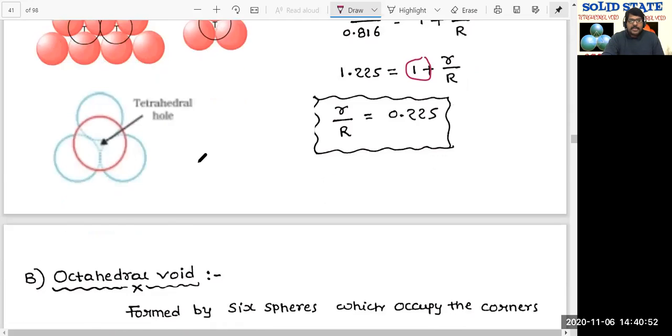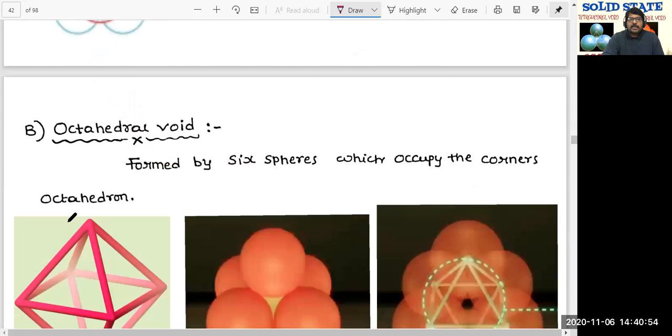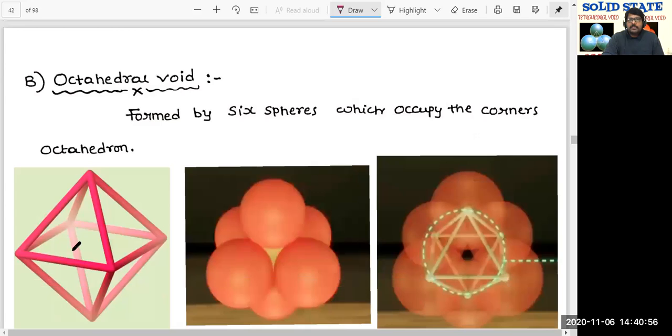And as usual, first we have to understand exactly what an octahedron is, how an octahedral void is produced, and what the radius ratio is in the case of an octahedral void. Radius ratio means radius of the void by radius of the particle which is forming the lattice, right? So this is the basic octahedron.